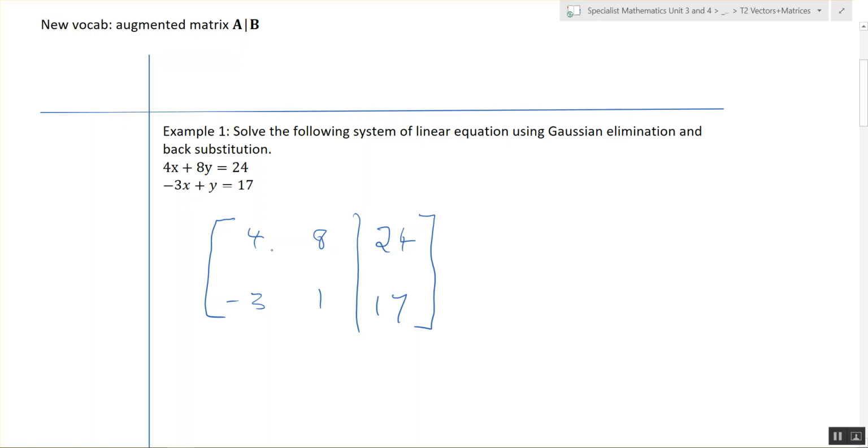So we want to turn the matrix on the left side of the line into something that looks like an identity. So all ones in the diagonal, and we want to get it so it looks like something like this. Okay?